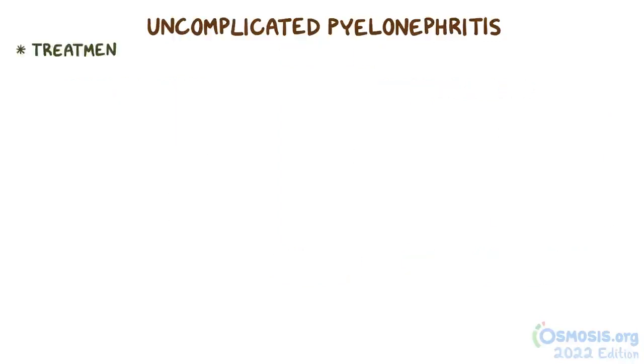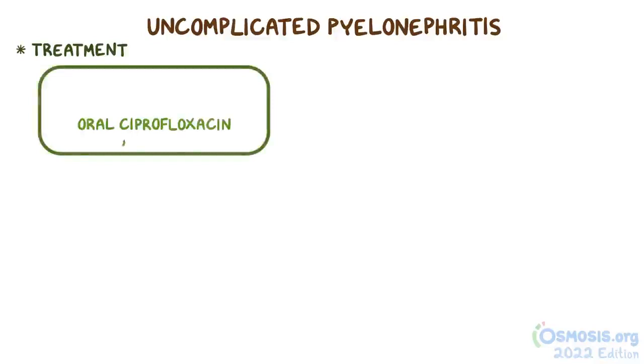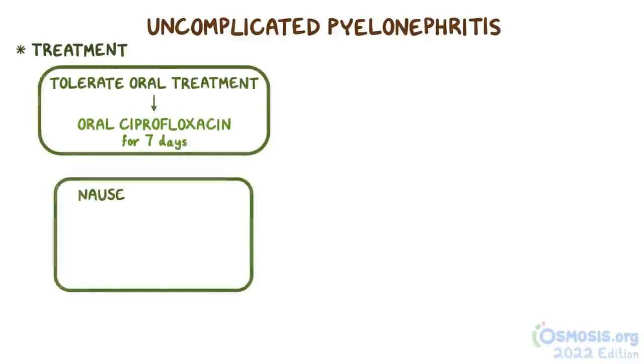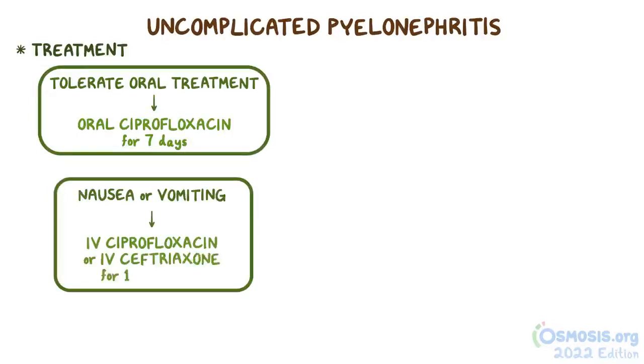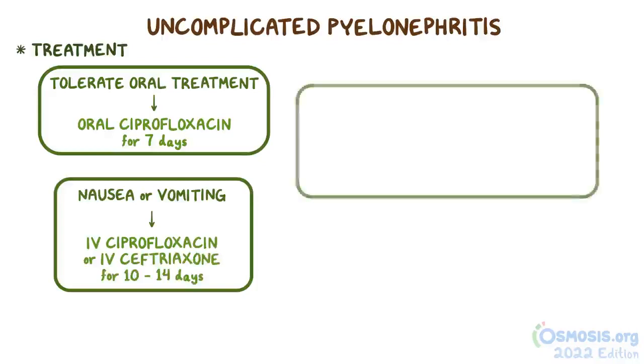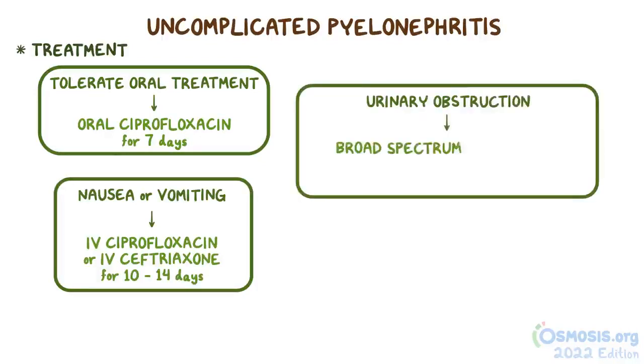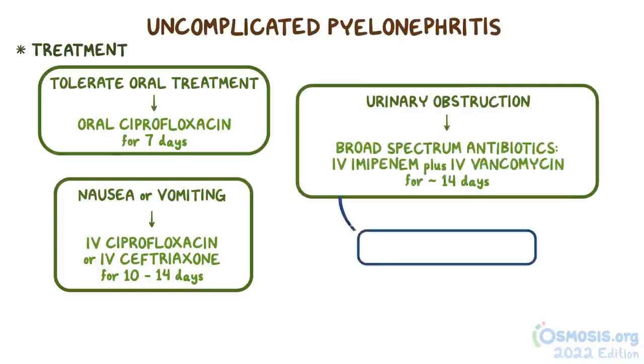Alright, now empiric treatment can be started with oral ciprofloxacin for 7 days in individuals that can tolerate oral treatment. In individuals with nausea or vomiting, IV ciprofloxacin or IV ceftriaxone can be used for 10 to 14 days. IV antibiotics can be switched to oral antibiotics if symptoms improve. In individuals with urinary obstruction, broad-spectrum antibiotics like IV imipenem plus IV vancomycin are given for about 14 days. The antibiotic treatment is then adjusted according to the results of urine culture and susceptibility testing.